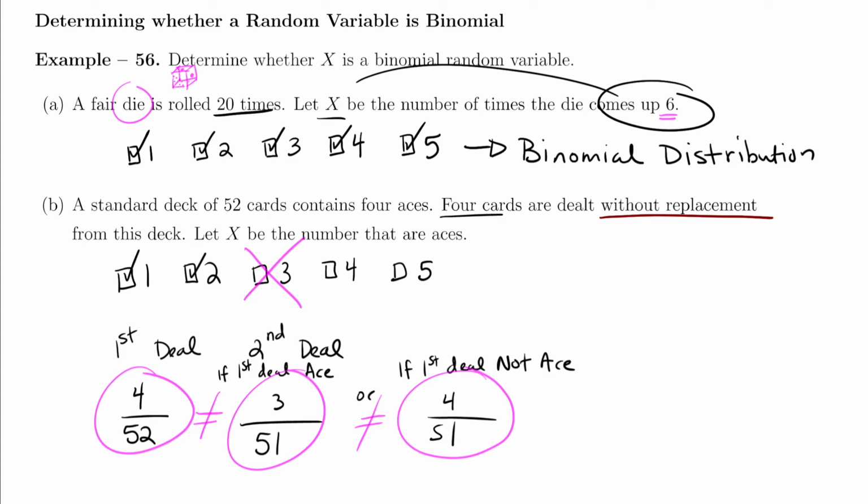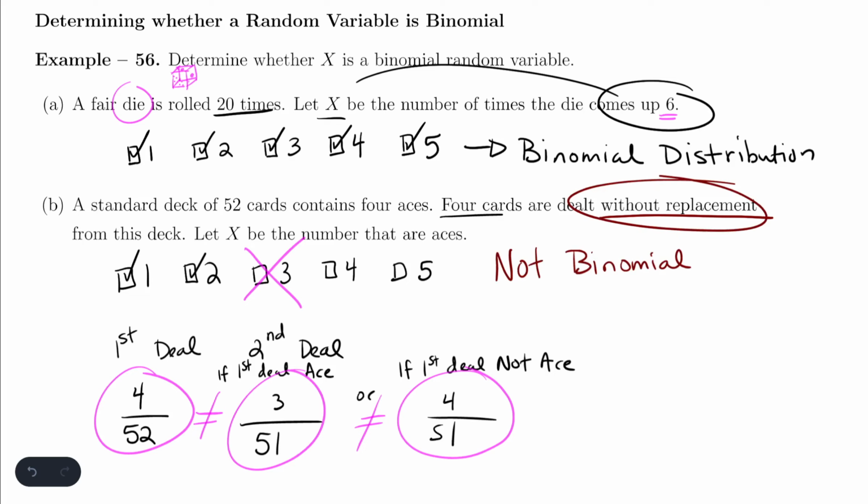And if even one of the conditions fails, we don't have to check the later ones. They all have to be true for binomial. So here we would say this is not binomial because the without replacement in this case of dealing cards means that I don't have the same probability per trial. So B is not a binomial distribution.